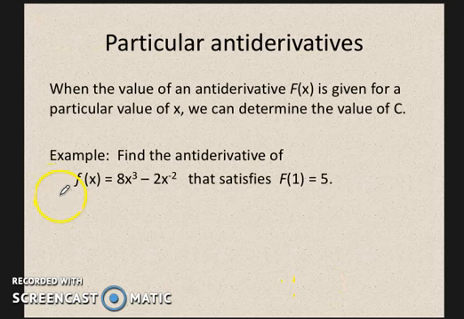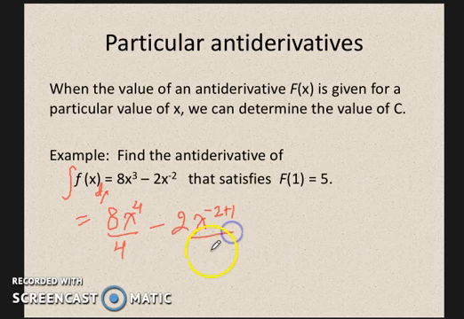So the antiderivative of this function will be, this is the constant multiple, it stays x cubed. So the power rule says add 1 to the exponent, so this becomes 4, divide by the new exponent, negative 2. This is x to negative 2, so add 1 to the exponent, divide by the new exponent, which will be negative 1, and plus c.